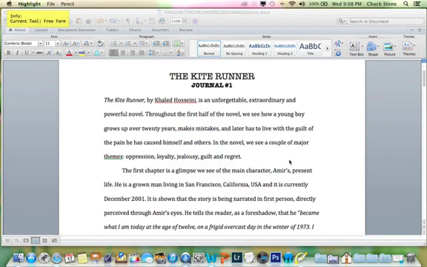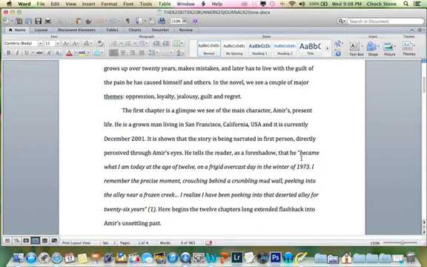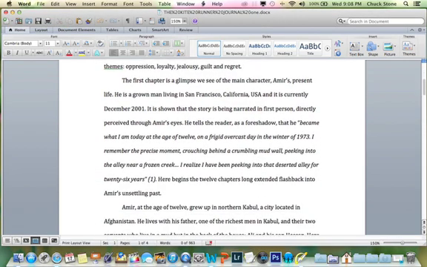Now, when I looked over this first paragraph, I was a little bit dubious, because it seems to be running long on just retelling a plot. And if you see the words, and yours is just a plot rehash, plot retelling, you're getting into dangerous territory. It's not analysis, it's just plot retelling. But let's see what happens here. First chapter is a glimpse we see of the main character, Amir's present life. He's a grown man living in San Francisco, California, and so on.